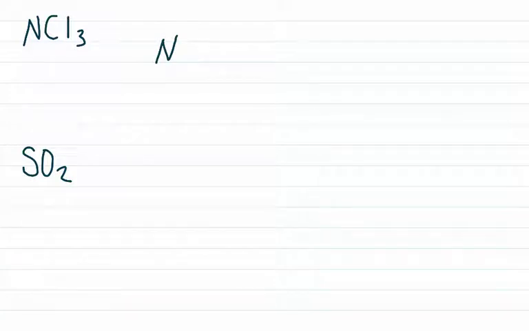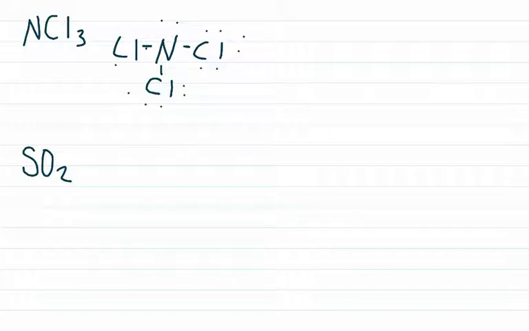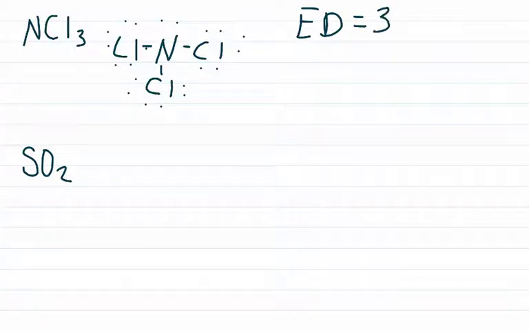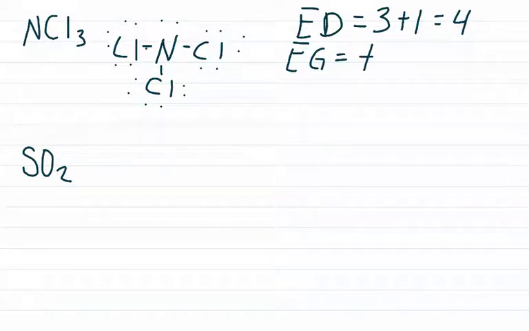The Lewis structure of nitrogen trichloride looks like this. In this case, when we look at the electron domain number, we see that nitrogen is bonded to 3 different chlorines, but it also has a lone pair. So that gives it a total electron domain number of 4. Now we've seen that electron domain number before. That 4 is associated with the electron geometry of tetrahedral.